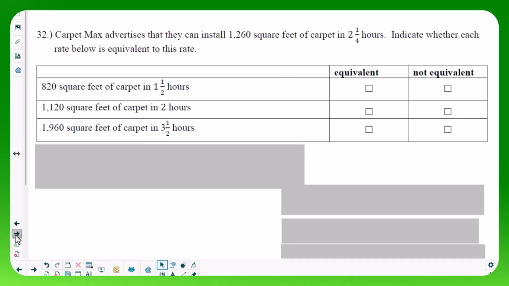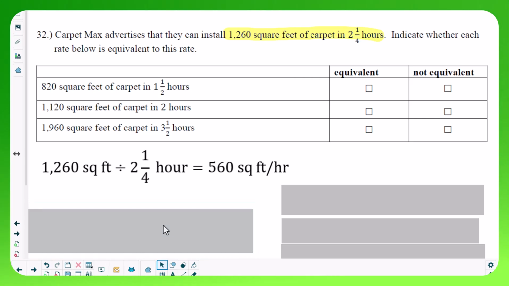All right, last couple of questions. For number 32, it says Carpet Max advertises that they can install 1,260 square feet of carpet in 2 1/4 hours. Indicate whether each rate below is equivalent to this rate. So I would find the unit rate for the given value that we have. I'm going to find the number of square feet per hour by taking 1,260 square feet divided by 2 1/4 hours. And that gets us 560 square feet.